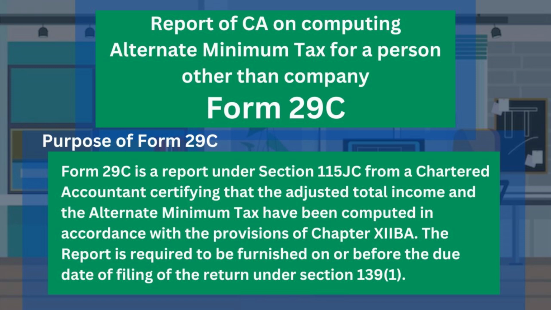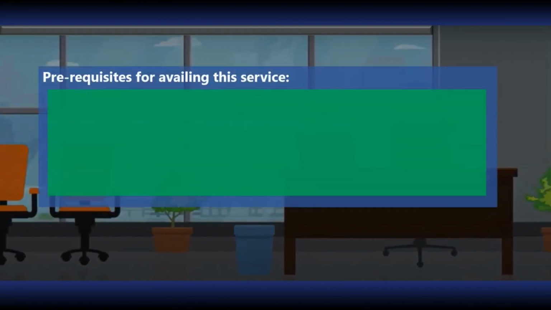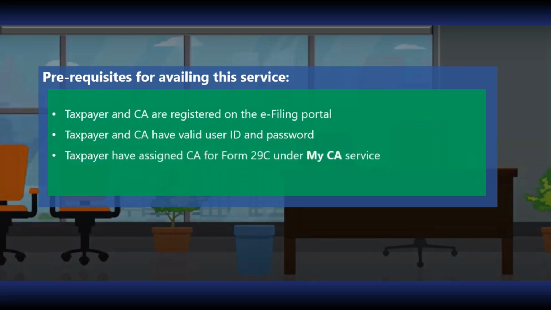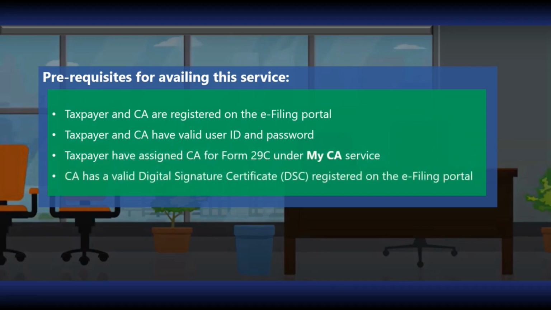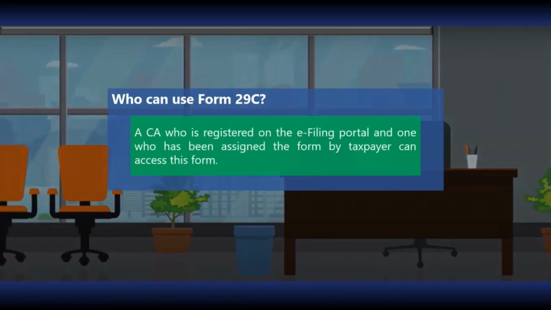Let us look at the prerequisites for filing Form 29C. The taxpayer and the chartered accountant should be registered on the e-filing portal and should have a valid user ID and password. The taxpayer should assign Form 29C to a chartered accountant, and chartered accountant should have valid digital signature certificate. The form can be used by a chartered accountant who is registered on the e-filing portal and one who has been assigned the form by a taxpayer.